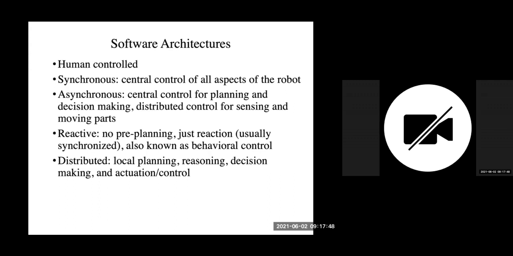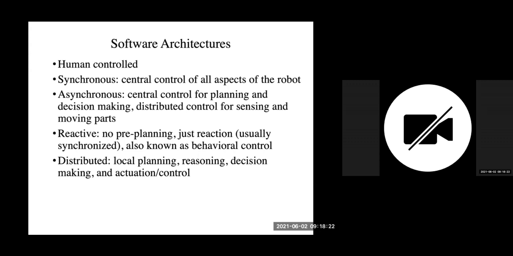The second one is human control, where everything is controlled by a human, which is pretty obvious. We also talk about synchronous, asynchronous, reactive, and distributed. These are more about modes that you can add on to centralized control or other control methods. Synchronous means you control everything synchronously. Asynchronous means planning, decision making, and all those aspects operate on their own, individually.